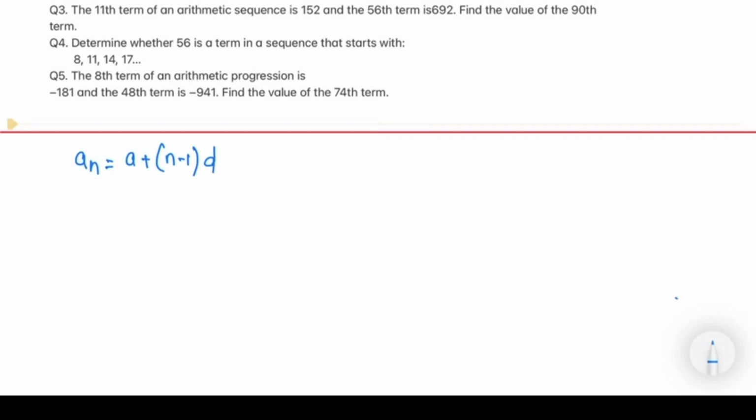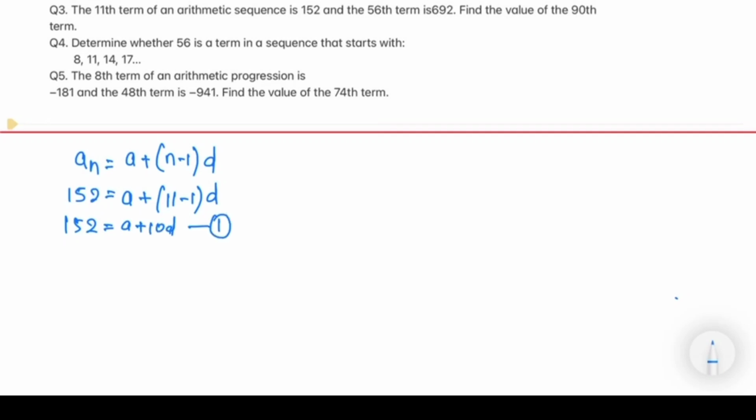Now it says that the 11th term of the sequence is 152, so an will be the arithmetic sequence, that's 152 equals a, we don't have, plus n is the nth term, so it's 11, so 11 minus 1, and d we also don't know, so 152 equals a plus 10d. This will be our first equation.